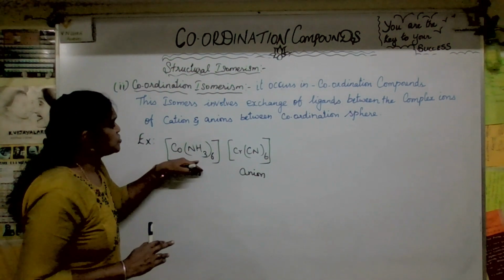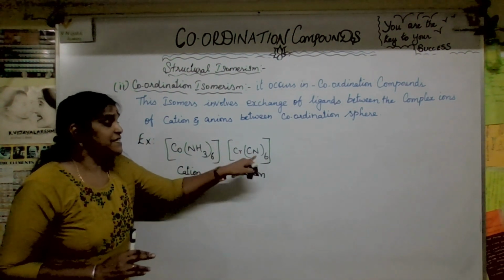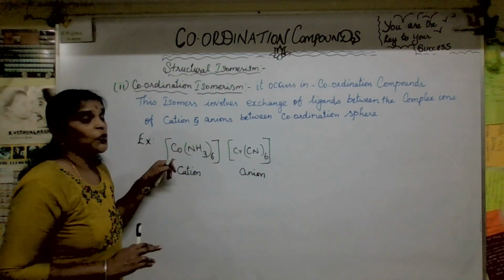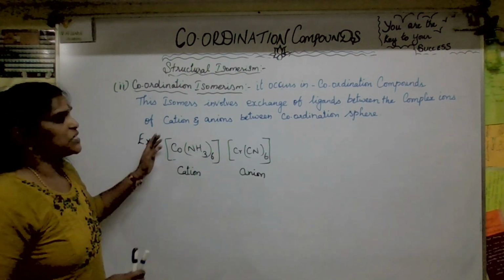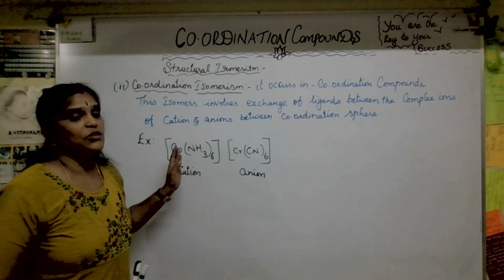So NH3 can bond with that Cr3+. The same way CN minus is bound to cobalt 3+. So that is the exchange of ions between the coordination spheres. Okay, now the next one, what is the isomer? Let us go and find.